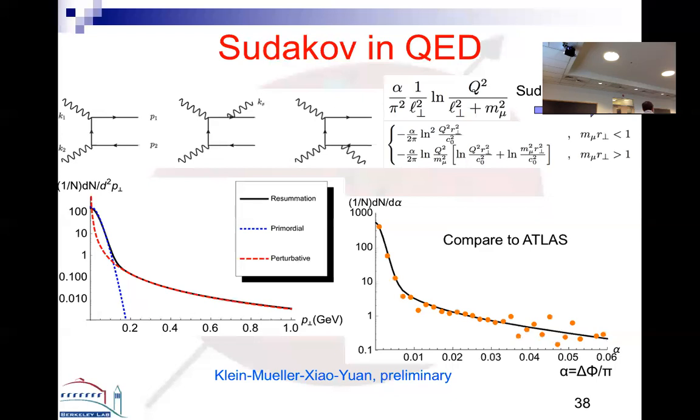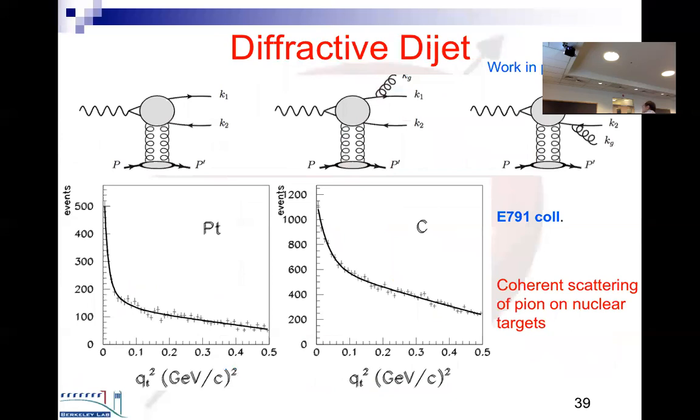I mentioned yesterday, and also talked to Rick this morning, that this can be generalized to the diffractive process as well. Because in the diffractive process, you only have color singlet exchange here. So the gluon radiation actually would be limited. So we can calculate that actually, and we're in the process.